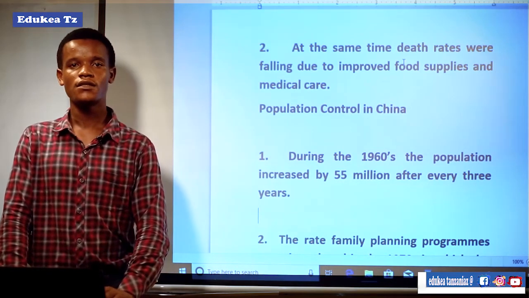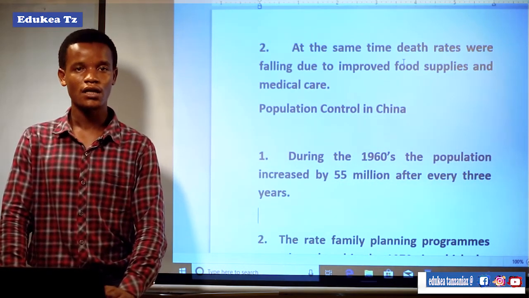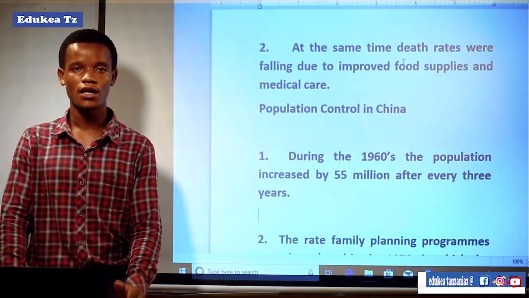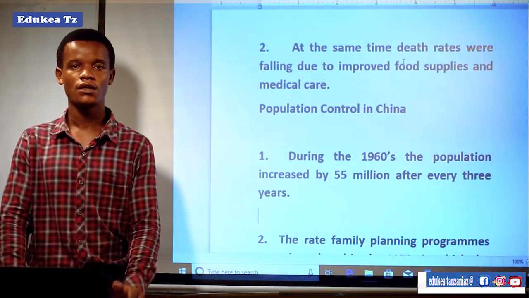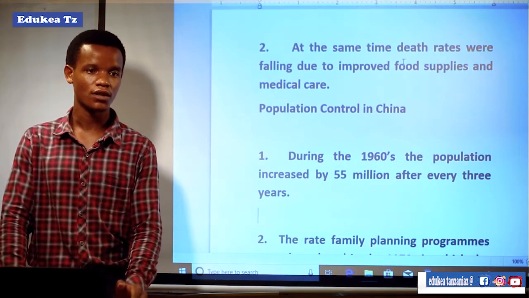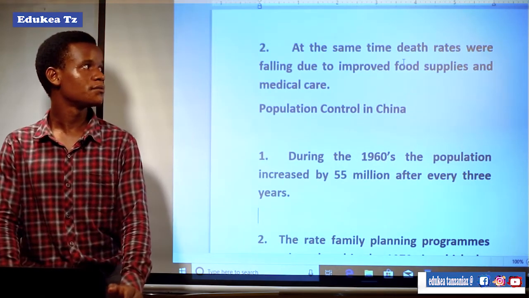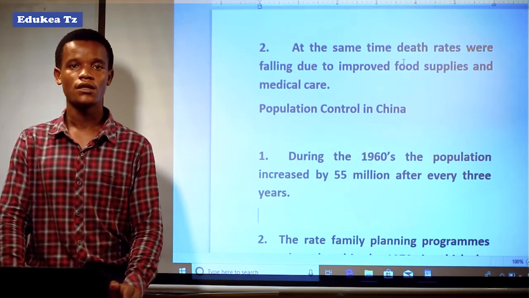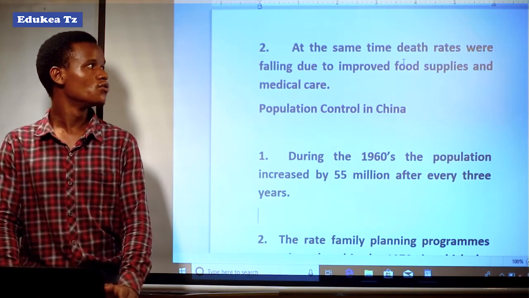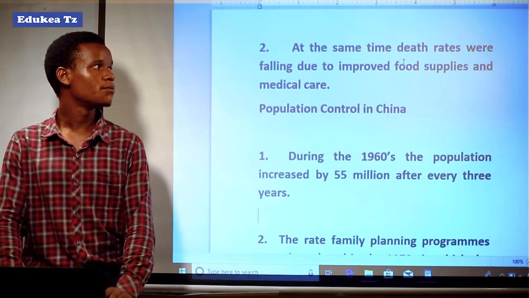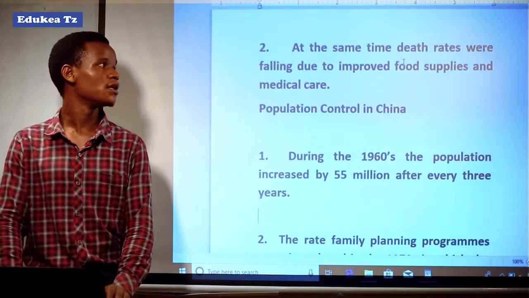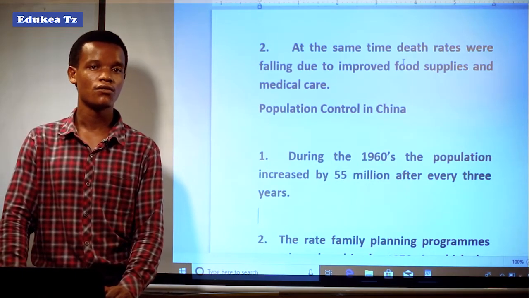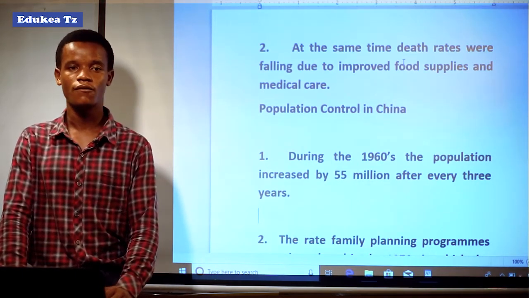In the 1950s, the country of China tended to have a large population because of a high birth rate that encouraged a large number of people to increase, while at the same time the death rate decreased. Why did the death rate decrease? The death rate decreased due to the fact that in China there was improved food supply and medical care. The health sector was well organized and good, which supports the lives of people.